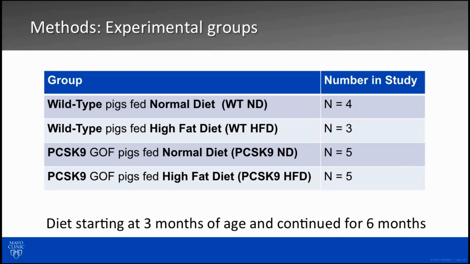So our experimental groups are in this table. We have both of our wild-type groups, the normal diet and the high-fat diet. We had 4 and 3 animals in each of those groups respectively, as well as the PCSK9 gain-of-function animals fed the normal and the high-fat diet, each with 5 animals per group. Now the diet was started at 3 months of age and was continued for 3 months. So these animals are relatively young at the start of the study.